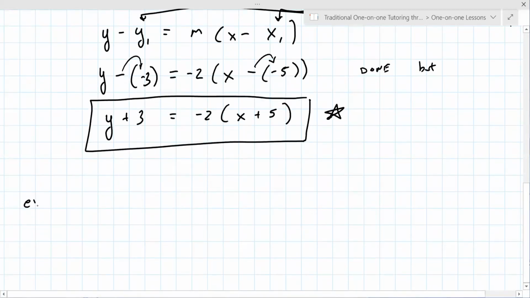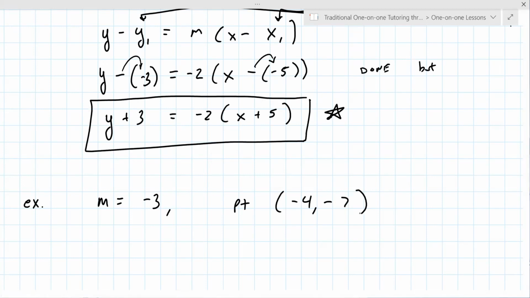That's right. So let's do another one here. Let's have you do this one. Let's say the slope is negative 3 and the point is negative 4, negative 7. I want you to write this equation in point slope form.